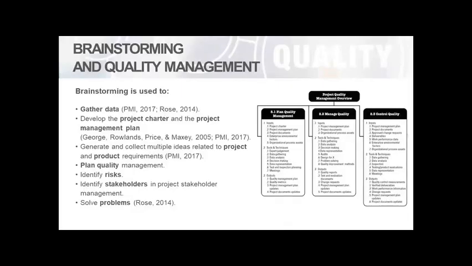So here is where brainstorming fits within quality management. Brainstorming is used to gather data, develop the project charter and the project management plan, generate and collect multiple ideas related to project and product requirements, plan quality management, identify risks, identify stakeholders and project stakeholder management, and to solve problems. What I find interesting is it is primarily, in this case, a data gathering tool, which is used in 8.1, Plan Quality Management, 8.2, Manage Quality, and 8.3, Control Quality.